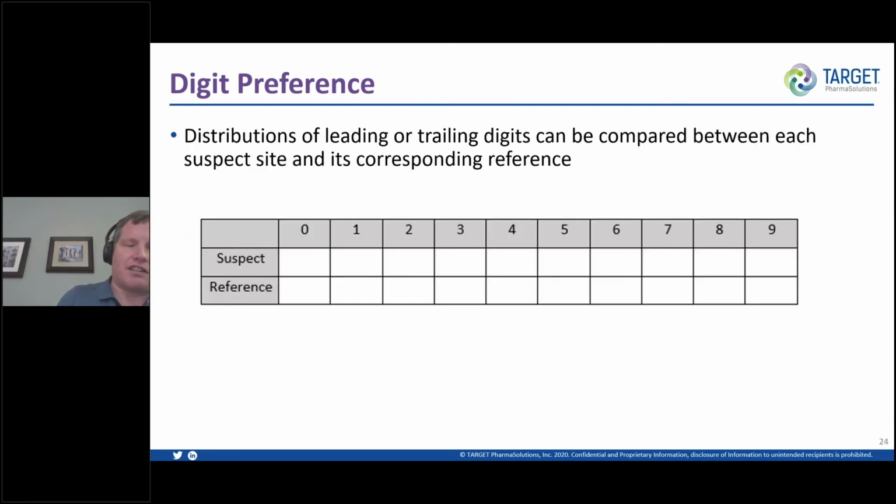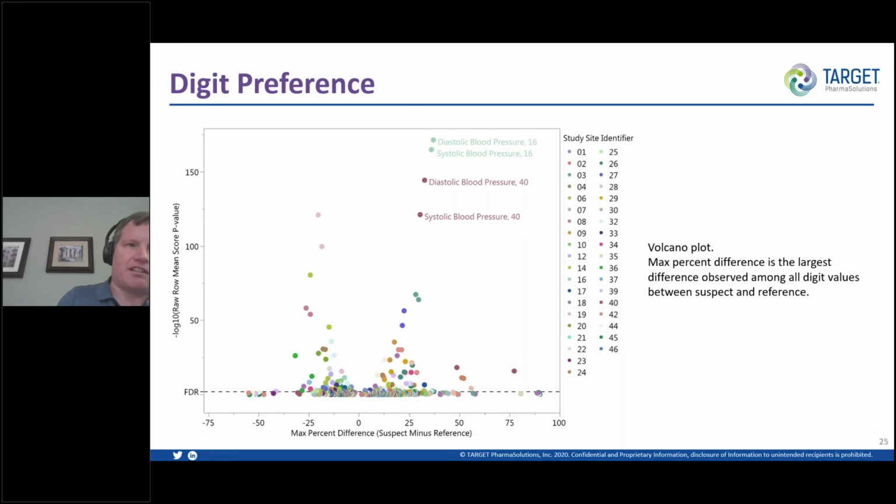So we can treat each site as a suspect site and compare it to the reference of all other sites, and just look at this distribution of this trailing digit and compare it to the reference and compute a statistic. And so naturally this creates a large number of plots. If we're computing this for each site, for each particular finding in the study, that creates a large number of tests represented by the dots in here. And you can summarize this easily with a volcano plot.